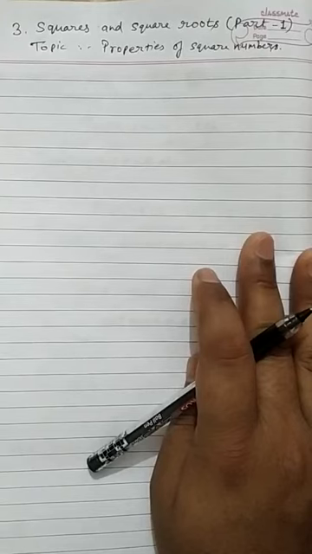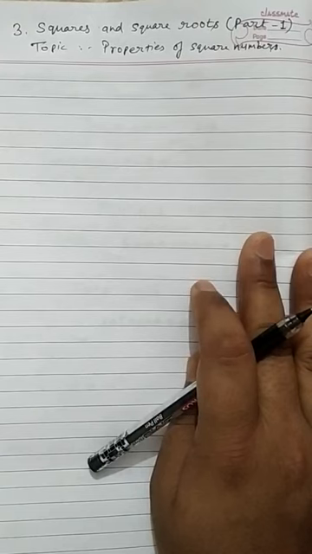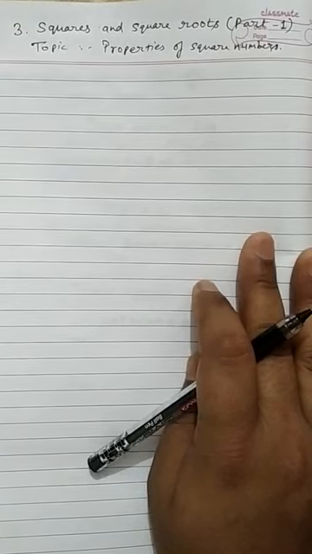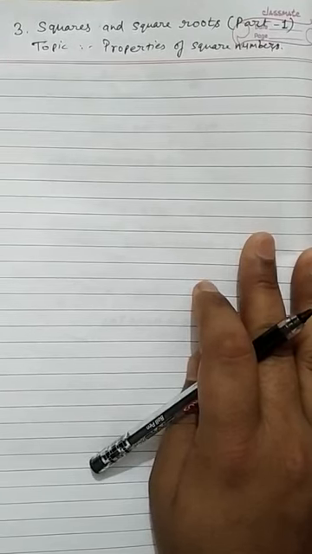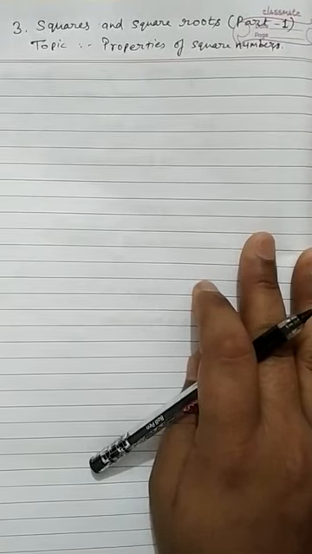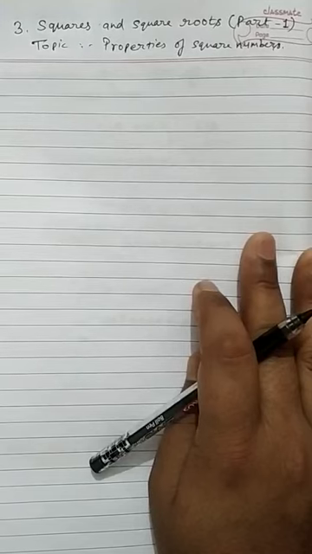Before starting this chapter, as the name of the chapter suggests, it is squares and square roots. So let us find what is a square number. Students, a perfect square or a square number is the number which is obtained by multiplying a number by itself.